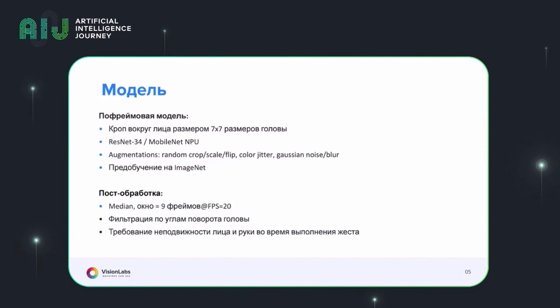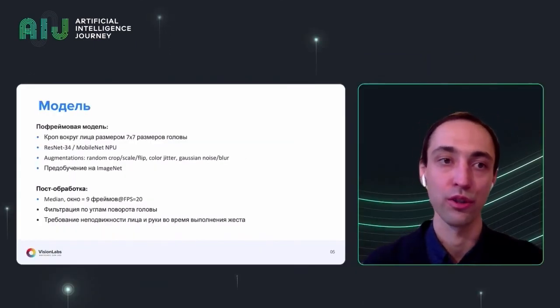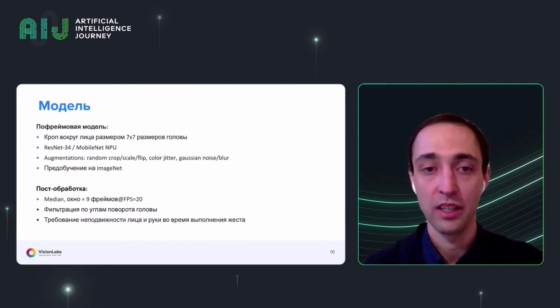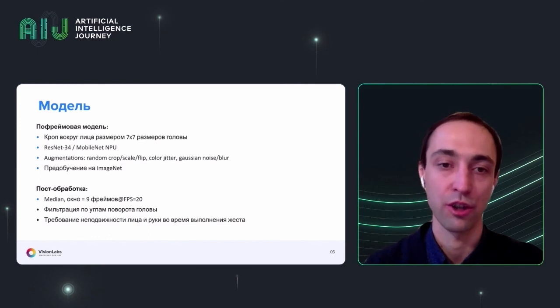As to the model as such, by the way, we use a frame-by-frame model. We make a crop. We use the ResNet 34, and we are also experimenting with the MobileNet NPU. We use all the standard augmentations. We use the ImageNet pre-training. We tried to pre-train using other methods, but there was no significant increase in recognition accuracy.